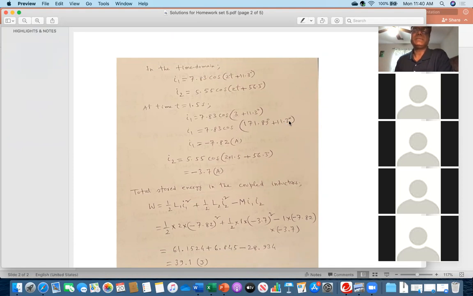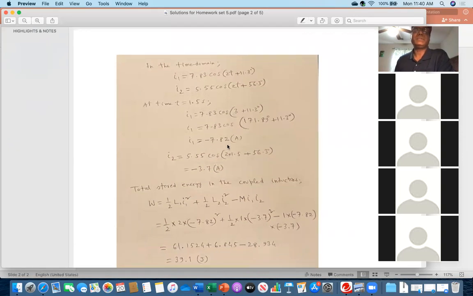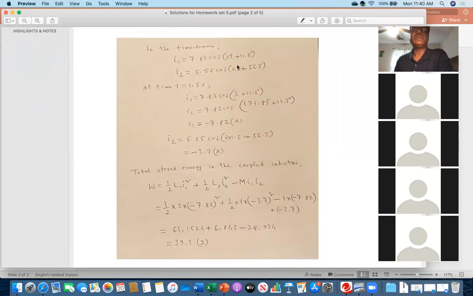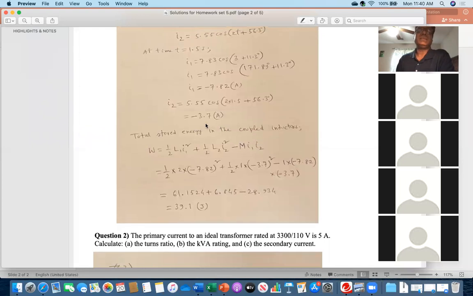If you take the cosine of this combined angle, it will provide you some negative value, and after multiplying by 7.83, minus 7.82 approximately ampere. Similarly, for I2, again in this equation, put t equal to 1.5, so 3, and the corresponding degree is 171.89 plus 56. That ultimately will give you minus 3.7 ampere.